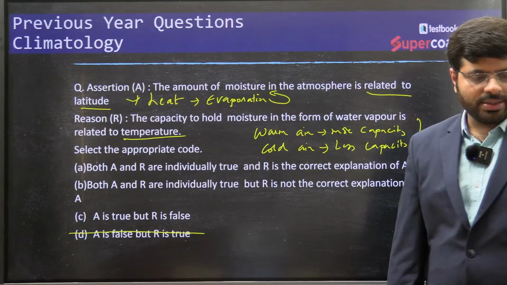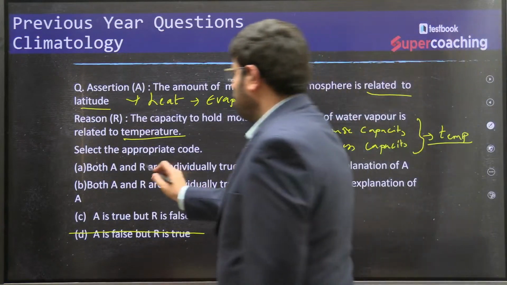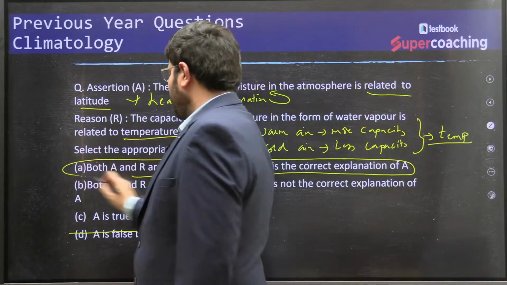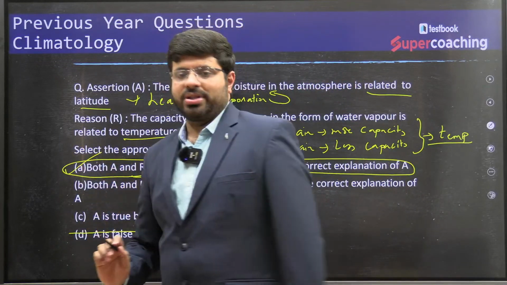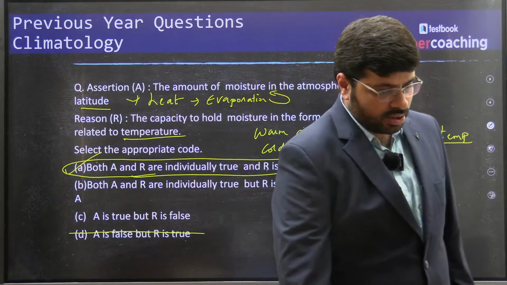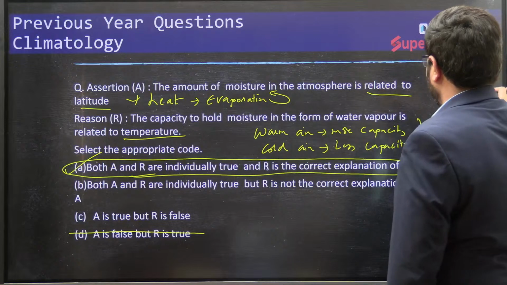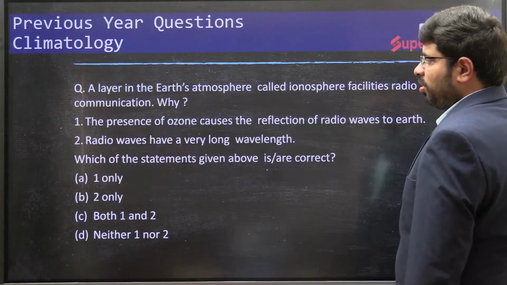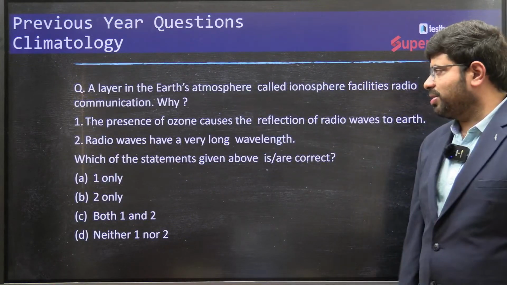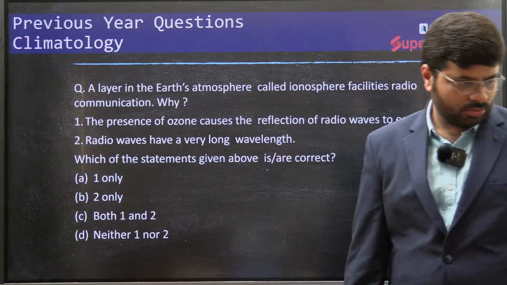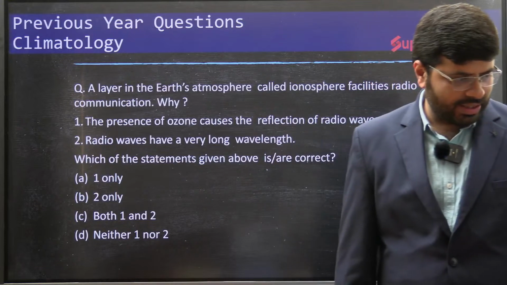So that's what the question is also saying. Latitude, and there is an answer. Both A and R are individually true, and R is the correct explanation for A. There is no debate about this. So the correct answer is A. Very good. I would say it is an easy question, conceptually. Now let us see the next question.